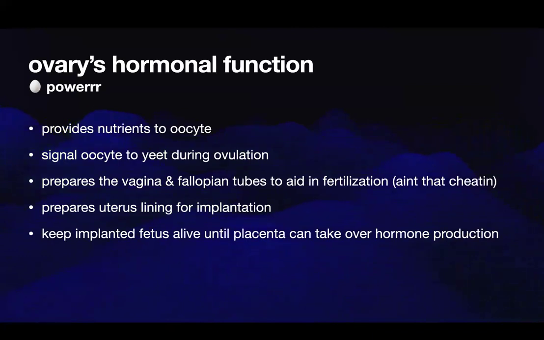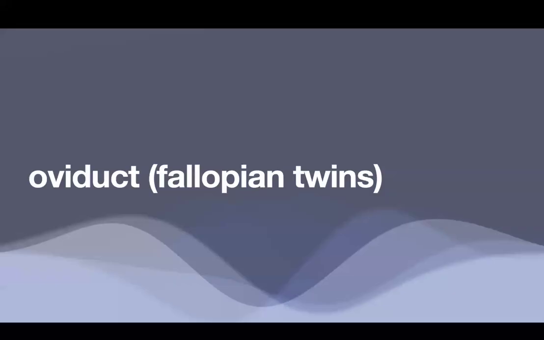It also prepares the vagina and the fallopian tubes to aid in fertilization, assisting the sperm in going up, so they're basically acting like wingmen. Okay. It also prepares the uterus, lining it and optimizing it for implantation if the ovum is fertilized. And finally, it has a very important role in keeping that implanted fetus alive until the placenta can take over and start producing a lot of those hormones responsible for maintaining a viable pregnancy.